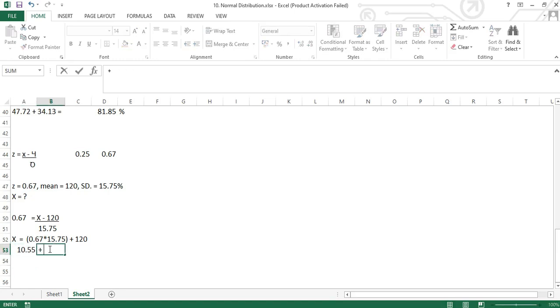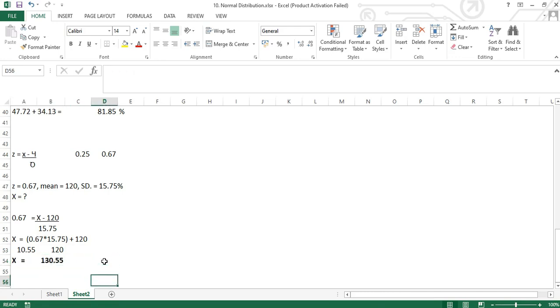$10.55 plus 120 will give you 130.6. So X will be equal to 130.55.